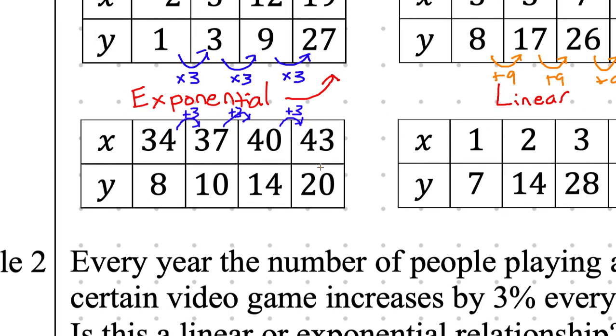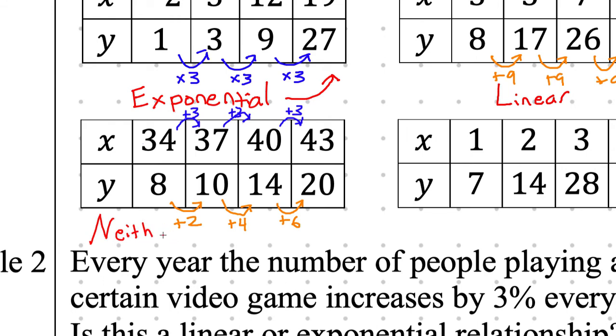And then the y's. Oh, should I do the right? Oh, if you don't mind. It goes plus 2, then it goes plus 4, then it goes plus 6. Okay. So what conclusion do you draw from that? It's neither. It is indeed neither. Thank you.